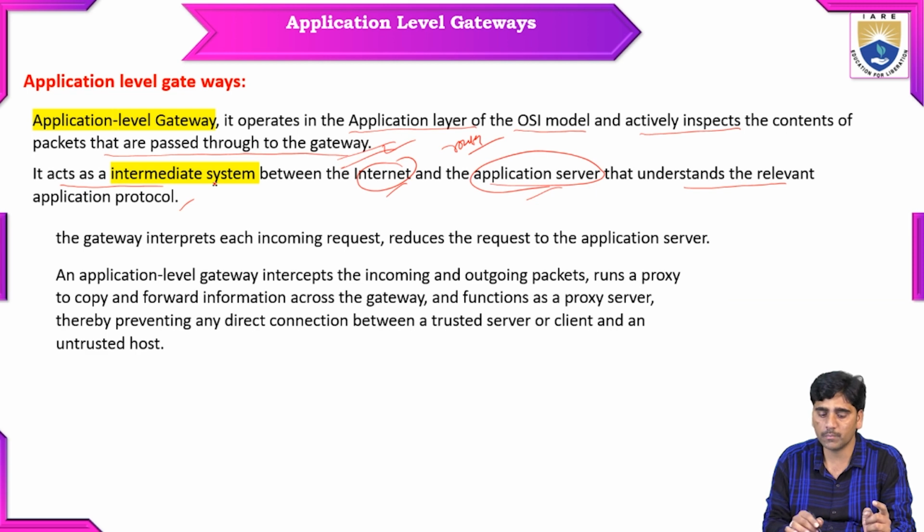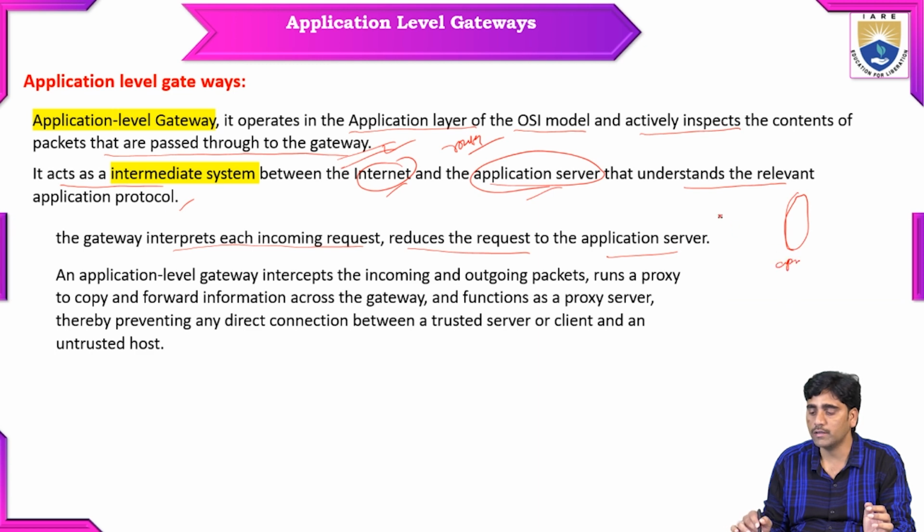The gateway interprets each incoming request and reduces the requests to the application server. It sits in front of the application server and checks each and every incoming packet towards the application server. It inspects each packet and also verifies the packet's identity, so that the requests reaching the application server are reduced.